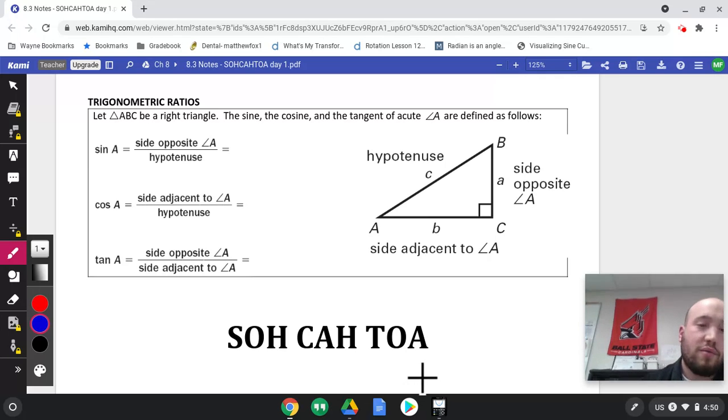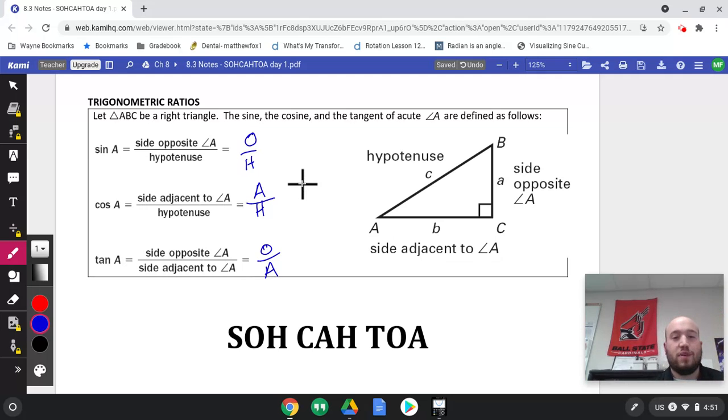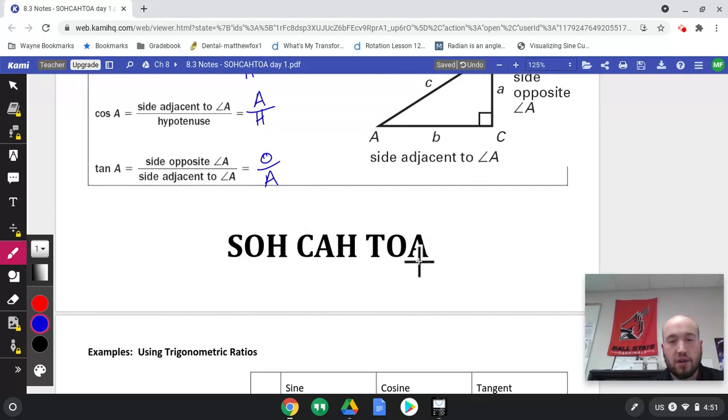So what SOHCAHTOA means is: sine of angle A is equal to the opposite divided by the hypotenuse, so O over H. Then CAH, that stands for cosine, is equal to the adjacent divided by the hypotenuse. And then TOA, tangent, is equal to the opposite side divided by the adjacent. These ratios will help us out quite a bit. So SOHCAHTOA, you definitely need to write that down in your notes and have that ingrained in your memory. We should memorize that.